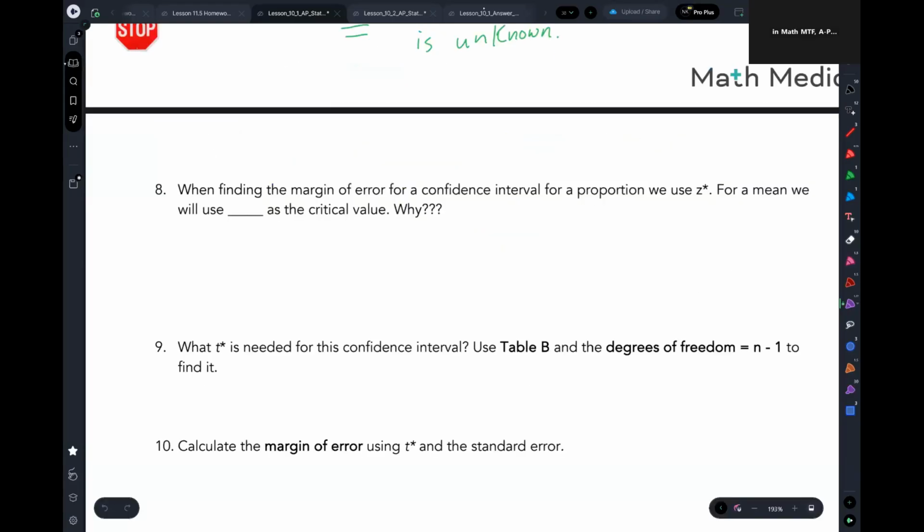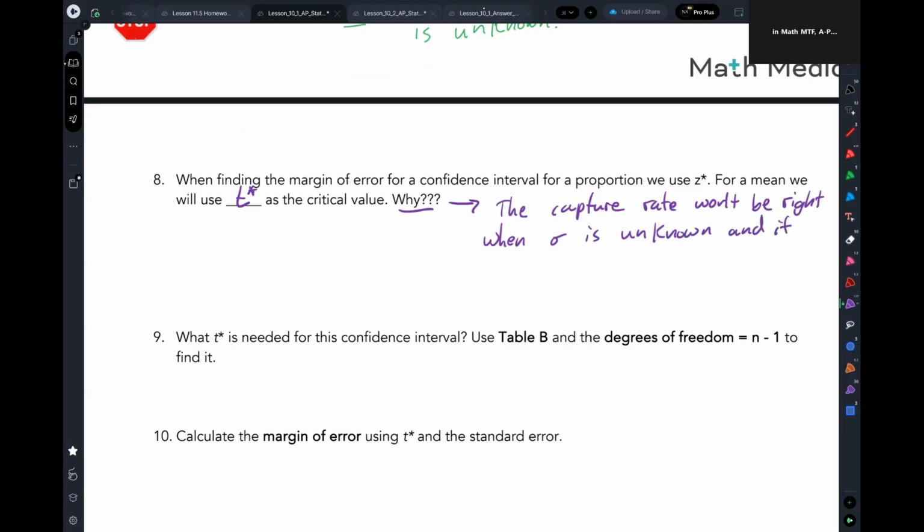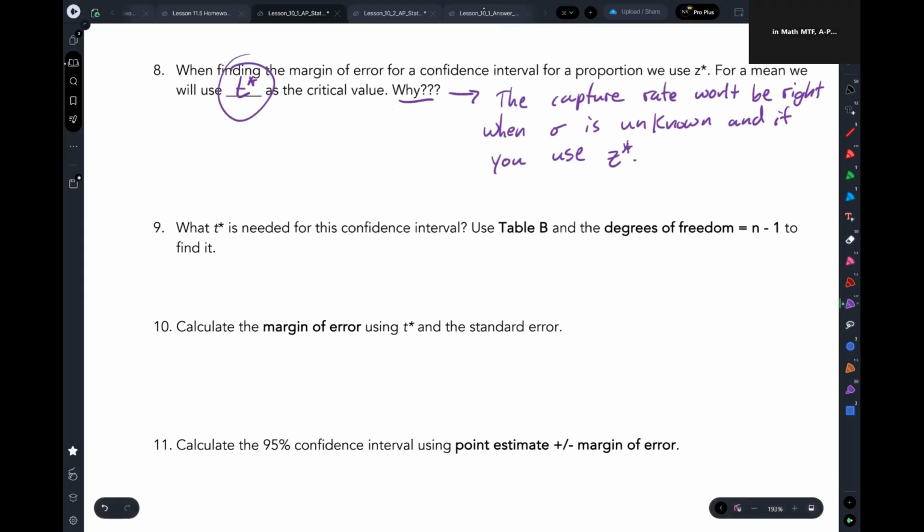So when finding the margin of error for a confidence interval for a proportion, we use Z star. For a mean, we'll use T star as the critical value. And again, the why is what I said before. We'll probably look at it in class for at least a little bit, but essentially the capture rate won't be right when sigma is unknown and if you use Z, right? So we've got to use a T critical value in that context.